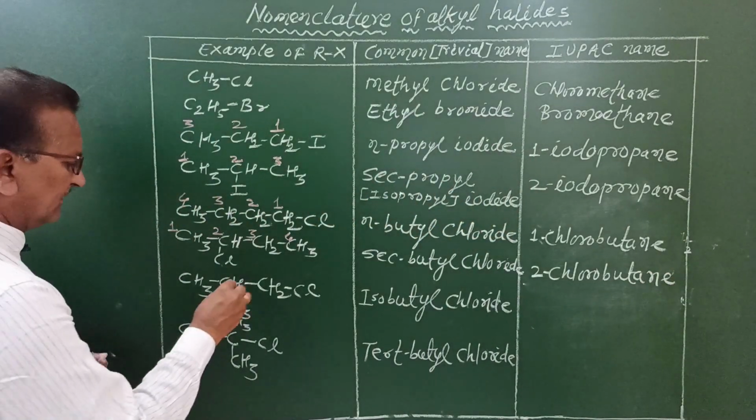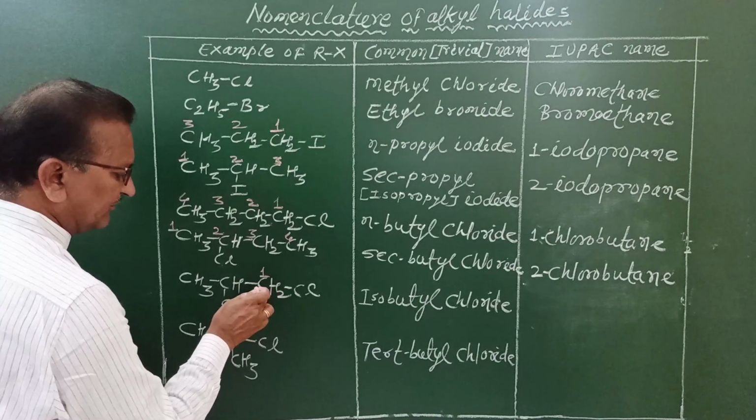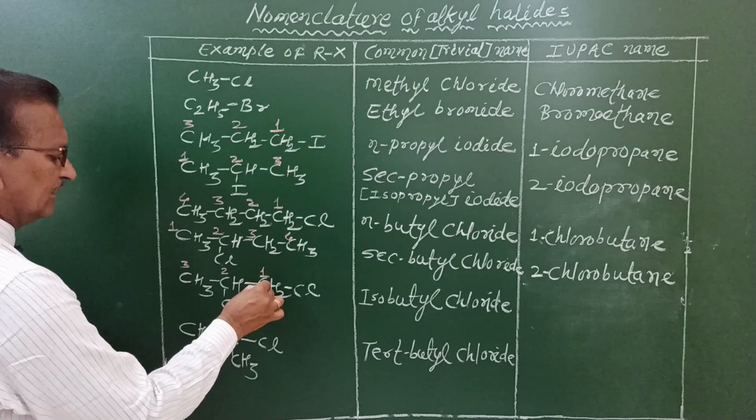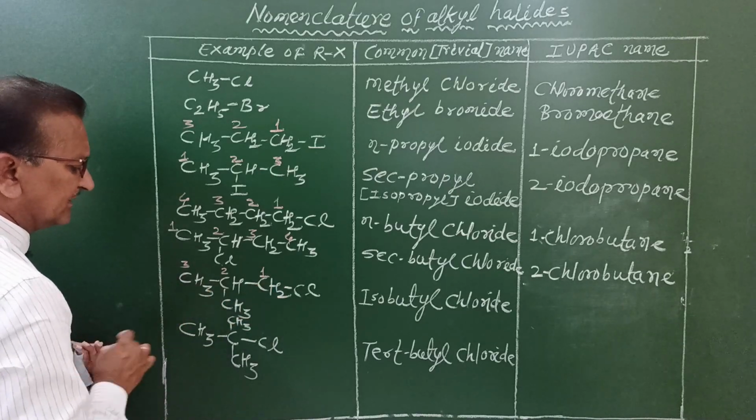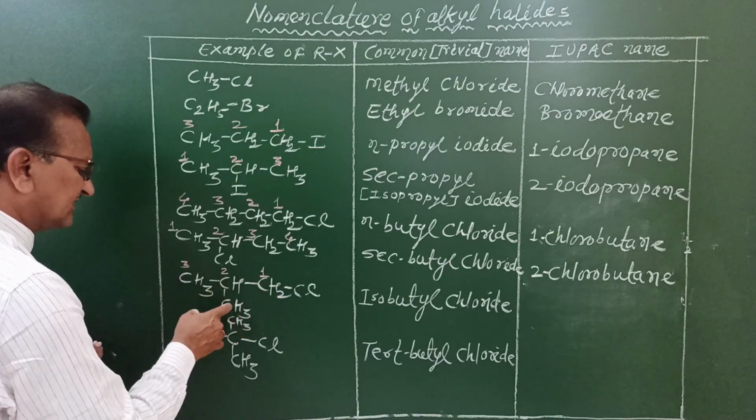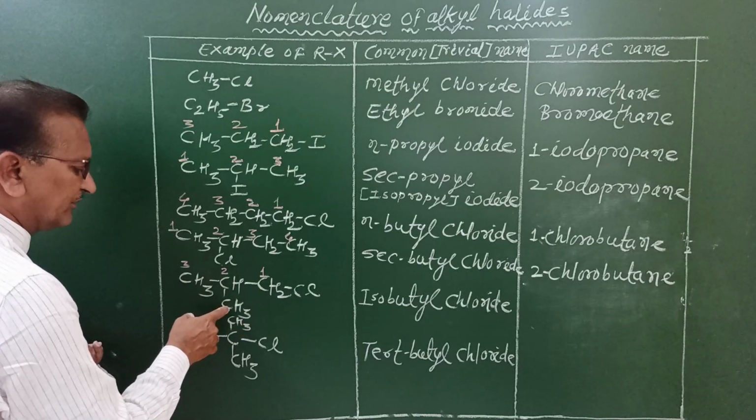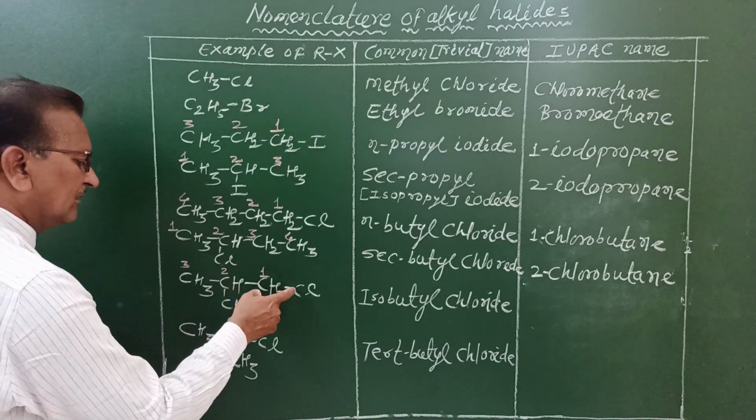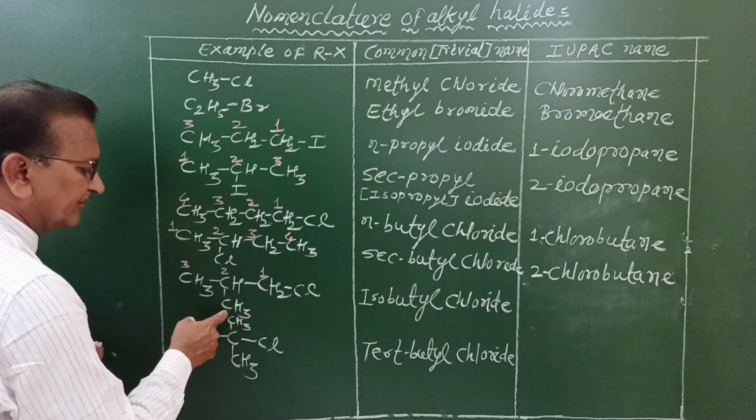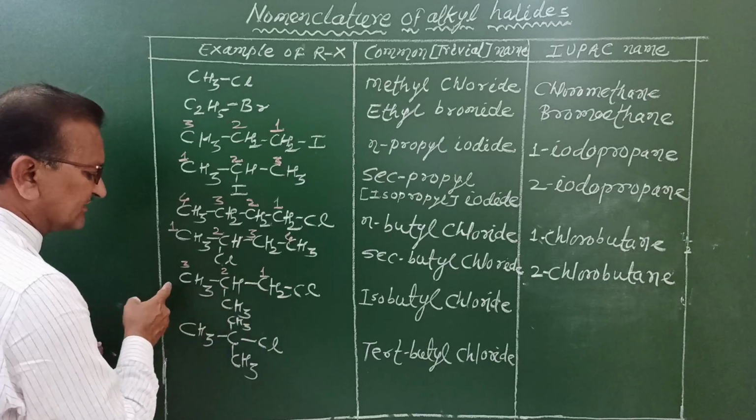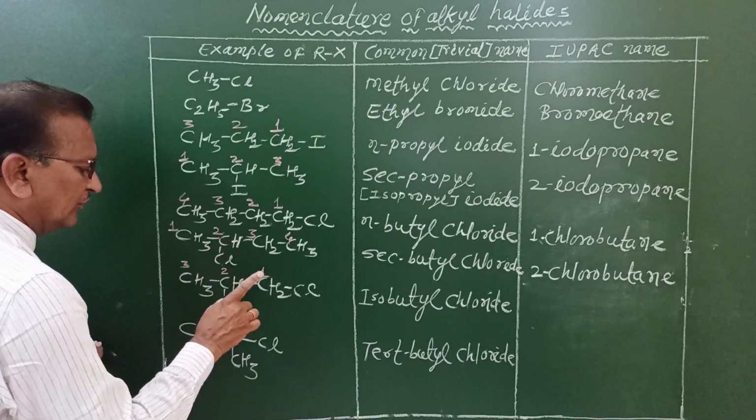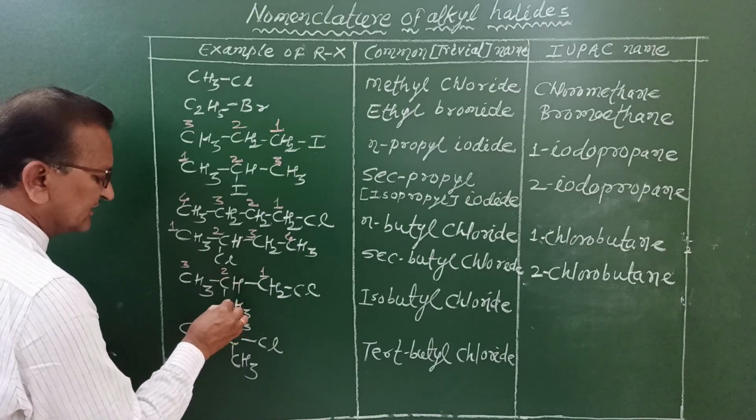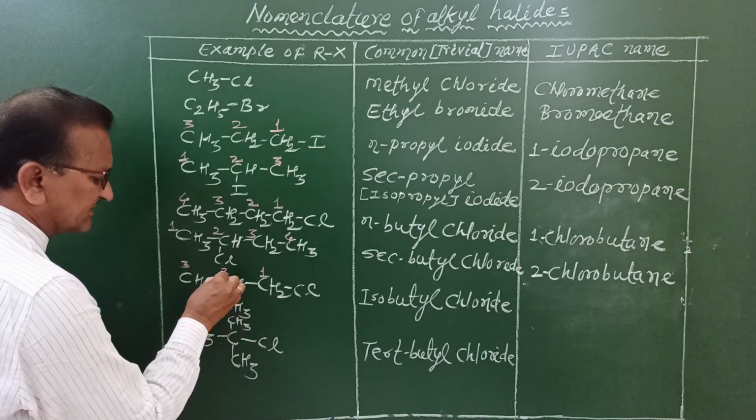In this example, again numbering is started from this end. 1, 2, 3. In the longest continuous chain there are 3 carbon atoms. We can select this chain or this chain because both chains contain an equal number of carbon atoms. If we select this chain or this chain, the IUPAC name will remain the same, so there is no difference. What about the position of the branch? This methyl group is a branch on carbon number 2.